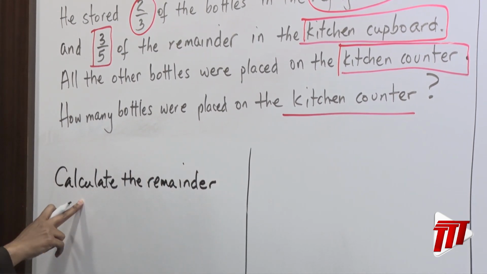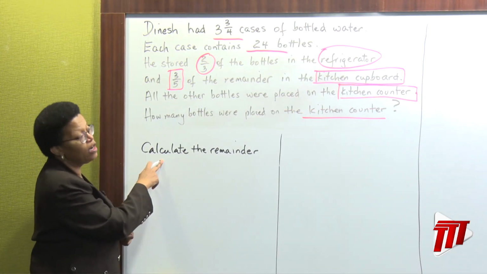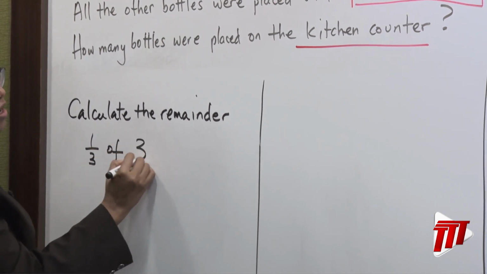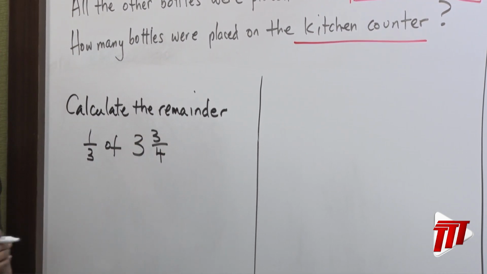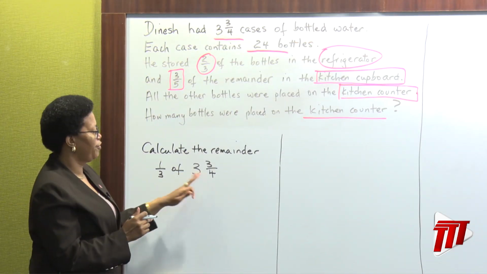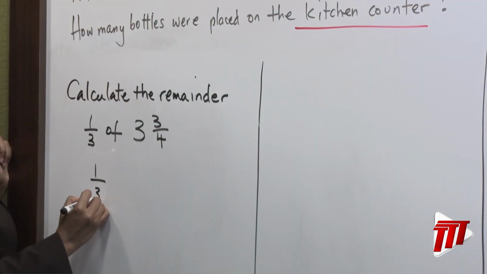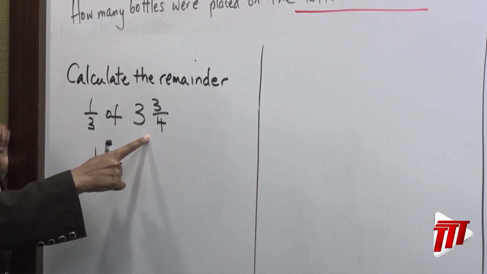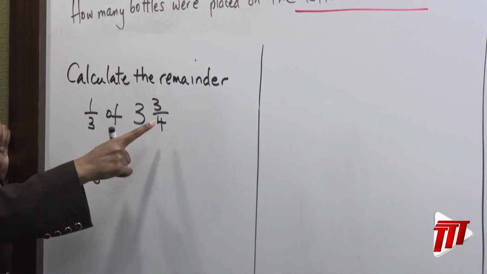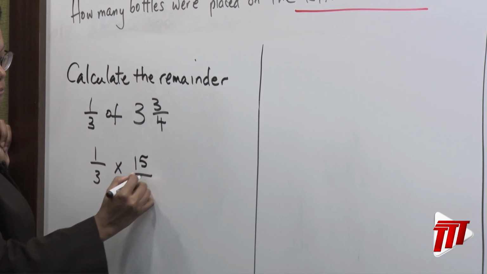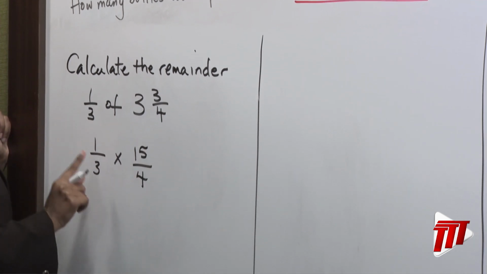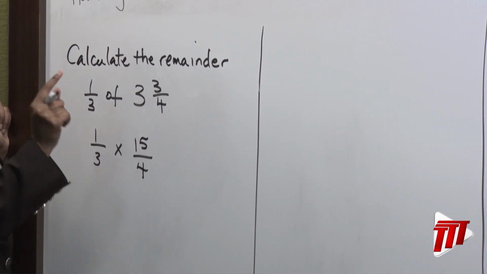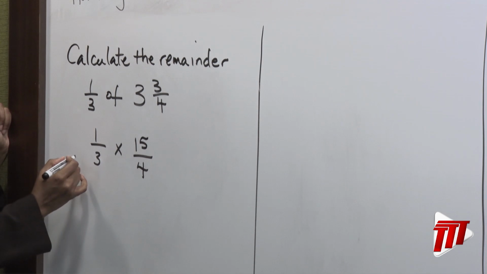The remainder that is not stored in the refrigerator. 1/3 of 3 3/4. 1/3 of 3 3/4 can be written as 1/3, and we convert our mixed number to an improper fraction. 3 4s are 12, 12 plus 3 is 15. 1/3 multiplied by 15, there is a common factor between 3 and 15. We can simplify.